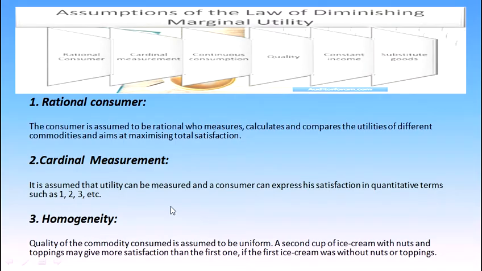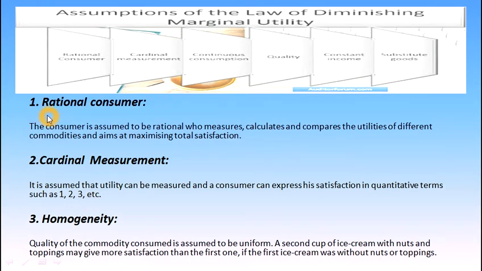Now before we begin with the main law of DMU, let us first discuss the assumptions of the law, because any law is incomplete without its assumptions. Here are a few assumptions the law of DMU is making. If these assumptions are not there, then the law is not possible. So let us begin with the first assumption.